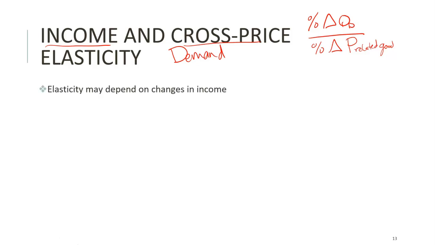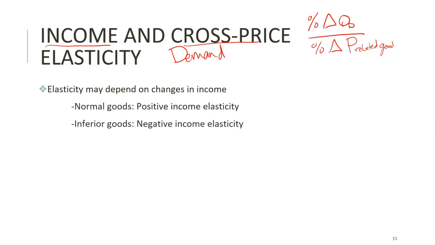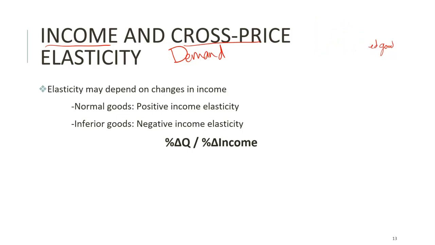Okay, so if we're talking about income, if we have a normal good, we're going to get a positive income elasticity. And if we have an inferior good, we're going to get a negative income elasticity. This is a little bit different than before, where we ignored the negative. Now we can get either a positive or a negative value, and it's going to tell us something about the type of good.